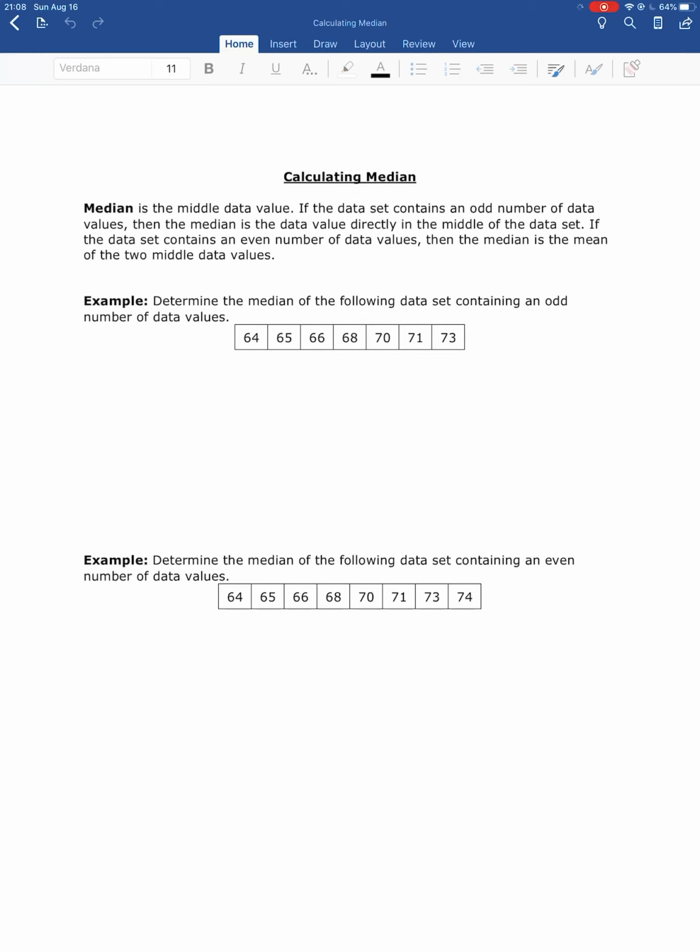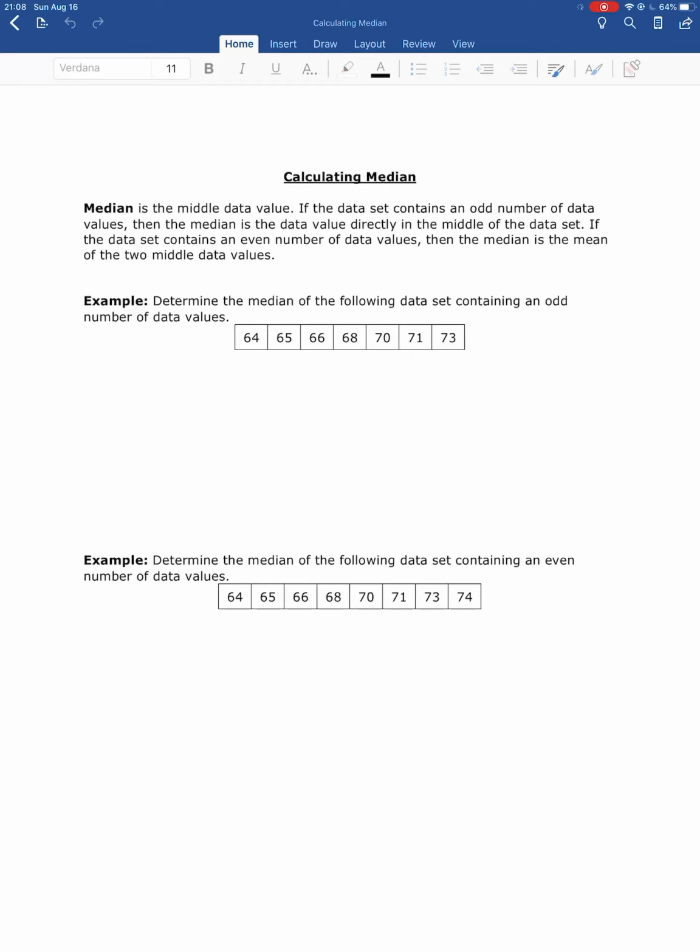Okay, so the first one we have a data set. I don't know what these numbers are. They could be heights of people. They could be test scores. I'm not sure. To be honest, I made the numbers up. So we have an odd number of data values here. So we're looking at 1, 2, 3, 4, 5, 6, 7 data values, which is an odd number.